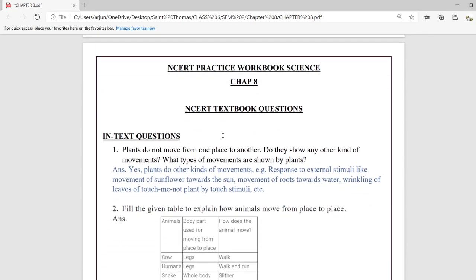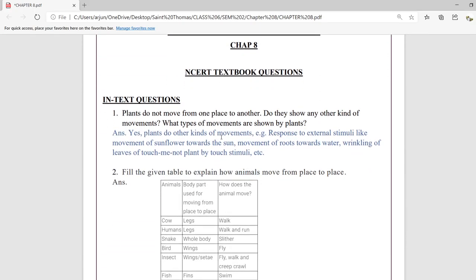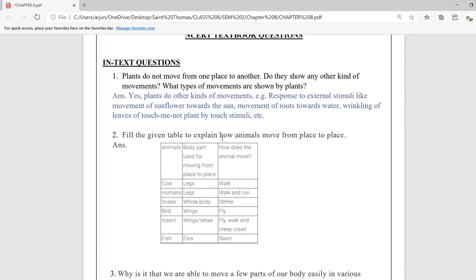Now, moving to the workbook questions. Starting from the in-text question: plants do not move from one place to another. Do they show any kind of movement? What type of movement is shown by the plants?